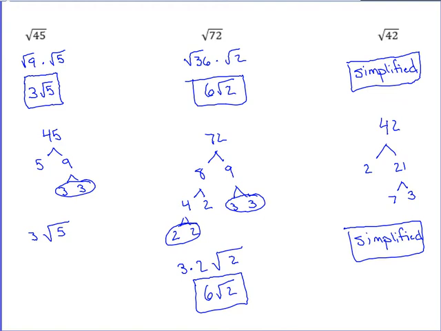The square root of 42 is as simplified as it gets. There are no perfect squares that I can divide 42 by. If you make a factor tree, notice we have 2, 7, 3. There are no pairs, so that means it is already simplified. It would just be the square root of 42.